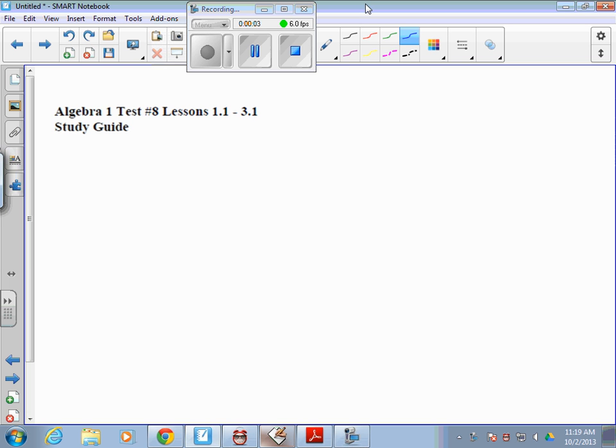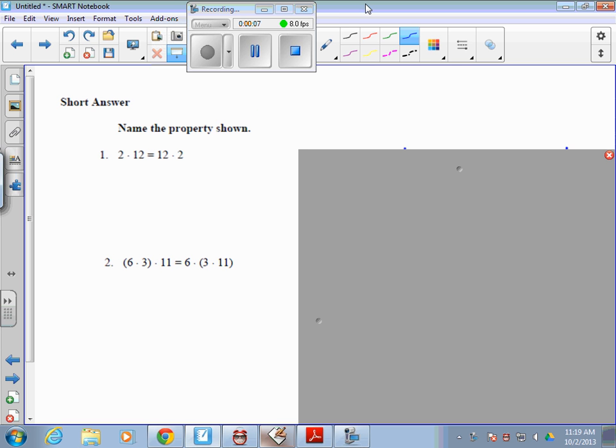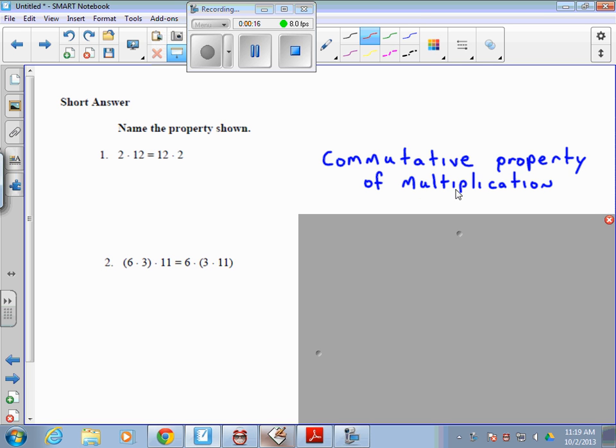This is Algebra 1, test number 8 study guide. We went through sections 3.1. Naming properties to begin. 2 times 12 is the same thing as 12 times 2. The only thing that happens is they commute from one spot to the other. 2's first and then 12's first. It's commutative property of multiplication.